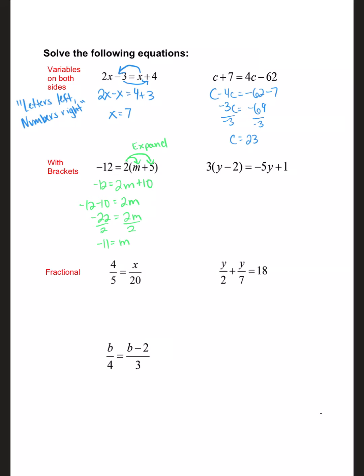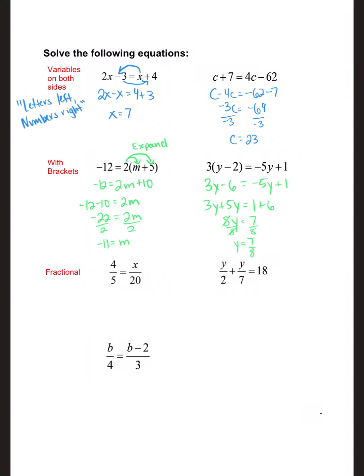Notice in this case, we have our variable on the right-hand side. It doesn't matter. We can still read it as m equals negative 11, or we can read it as negative 11 equals m. Those two things mean the same. So don't worry too much which side that letter ends up on. Go ahead and pause the video and see if you can try the next example with brackets.